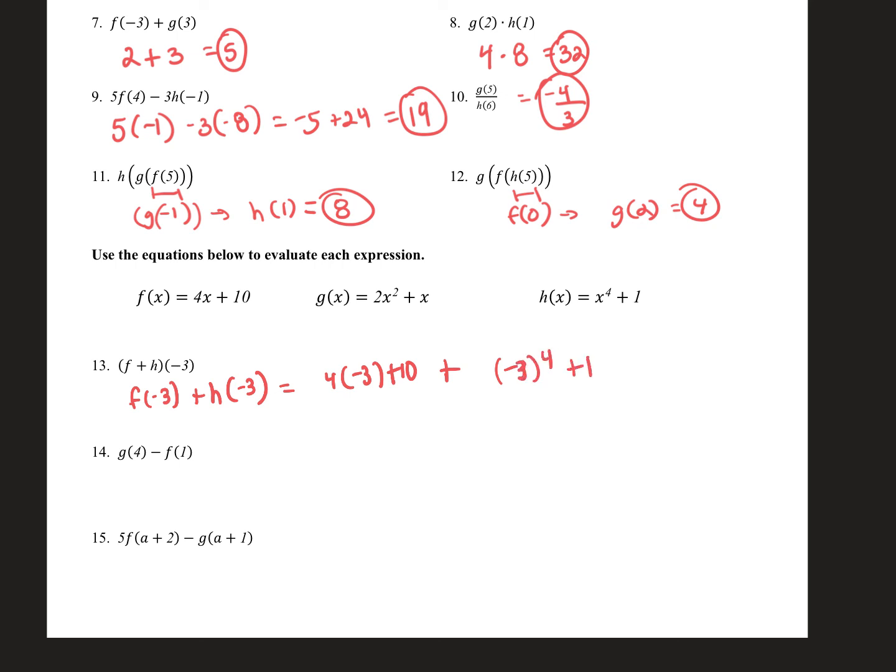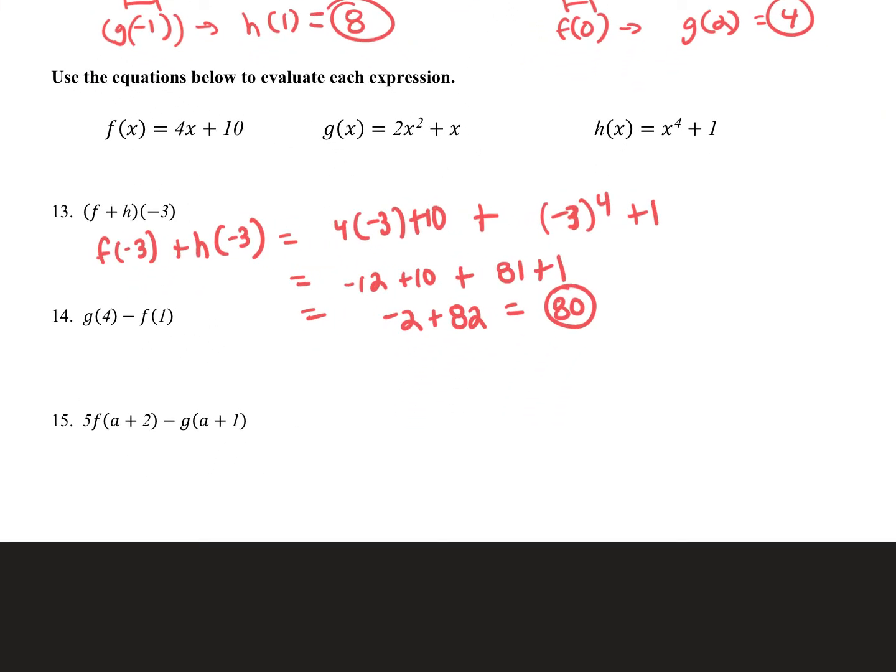Notice when I evaluated -3 for x, I replaced x with a set of parentheses. This is going to be extremely important because remember, when you take a negative number to an even power, it remains positive. So we have -12 plus 10 plus 81 plus 1. You get -2 plus 82, which is 80.